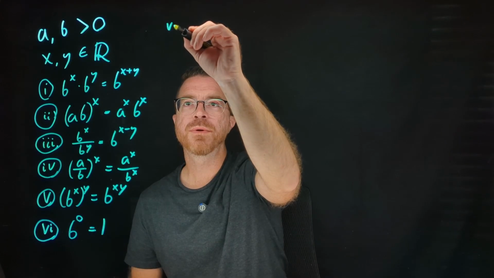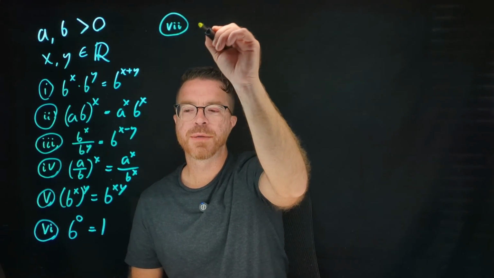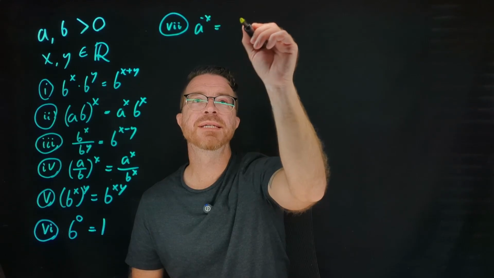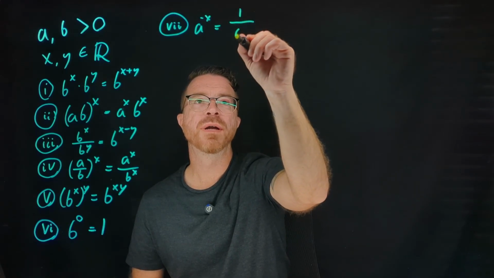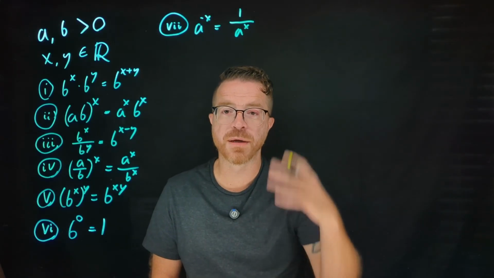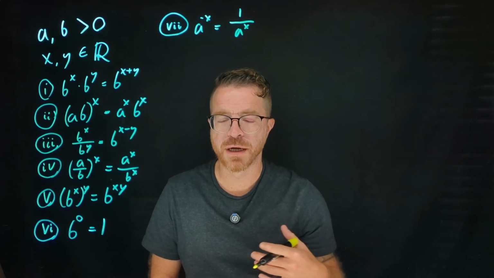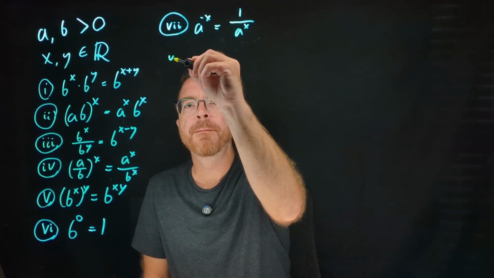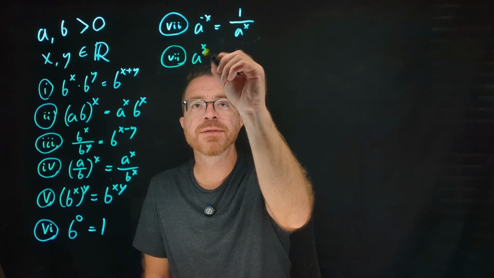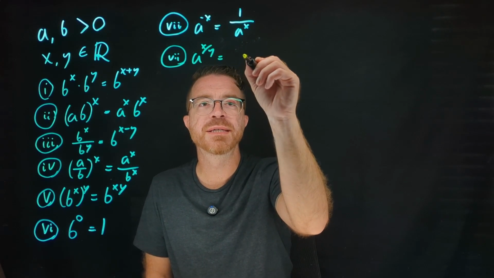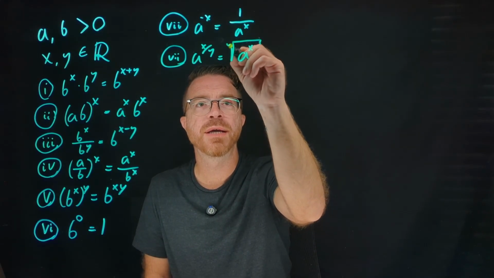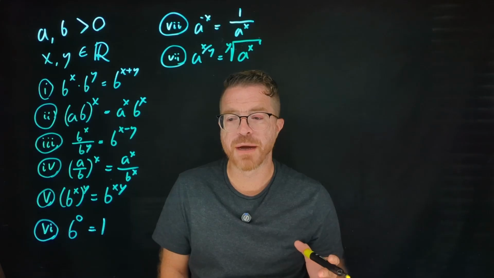Our seventh rule is going to be that if we have a to the minus x, this is going to be the same thing as 1 over a to the x. So a negative power will make it 1 over the constant to that power. And our eighth rule is going to be that if we have a to the x over y, this is going to be the same thing as taking a to the x power and taking the yth root of that a to the x power.